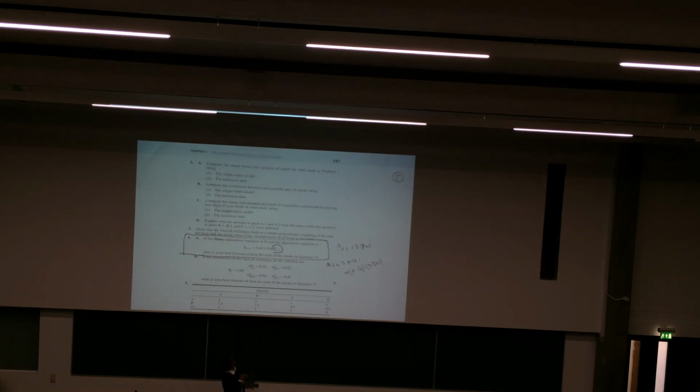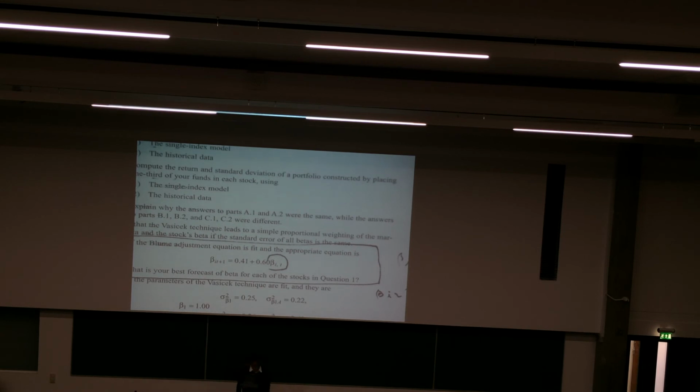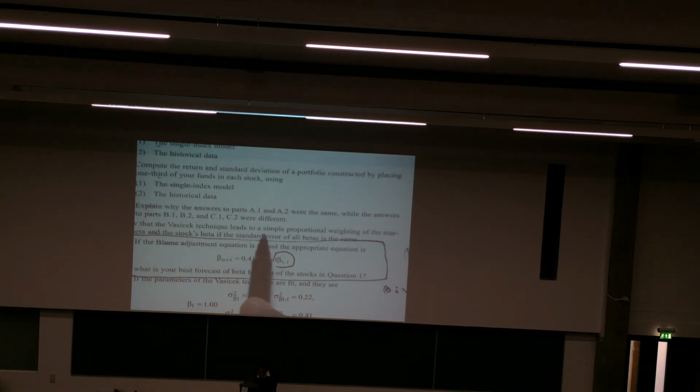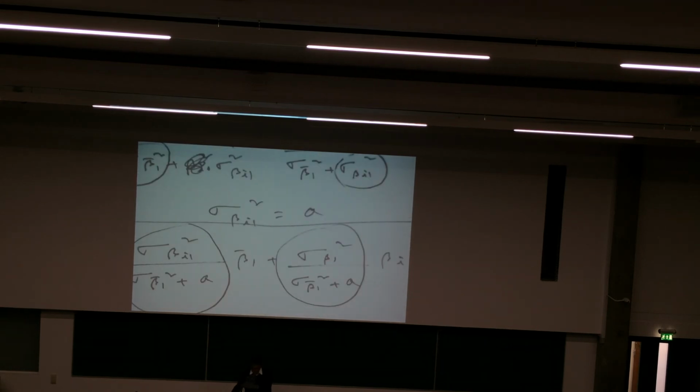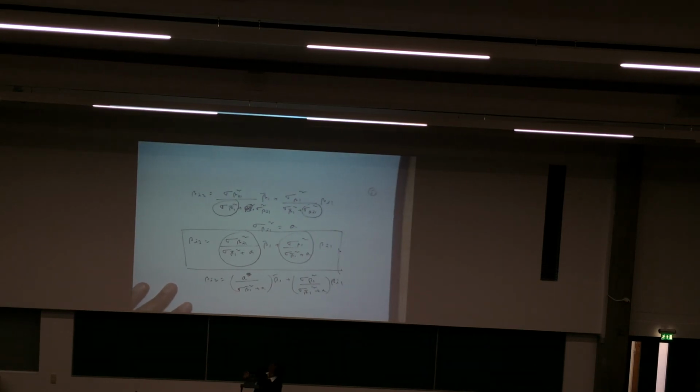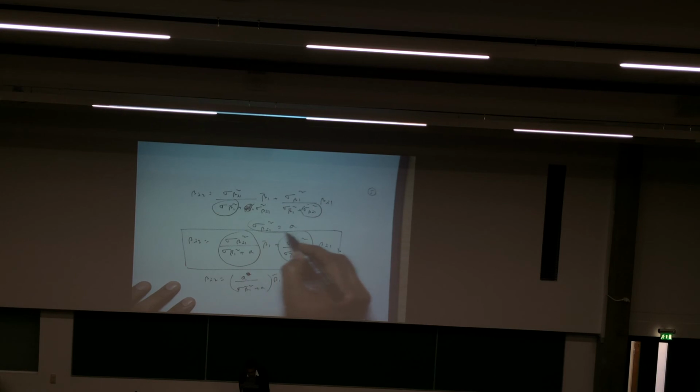Let me explain this again. Read this carefully. I will come back to that in case I was a bit hurried. Show that the Vasicek technique leads to a simple proportional weighting of the market beta and the stock's beta, if the standard error of all the betas is the same. Standard error of all the betas is nothing but sigma beta I1 square. For that we assume a constant. This is the Vasicek technique formula for the second period's beta, and according to the given information I can assume that sigma square beta I1 is constant for all I values. I just write that as A.